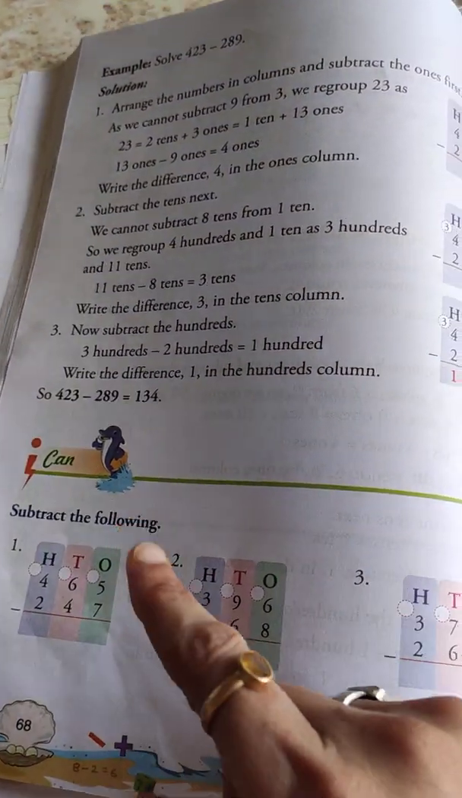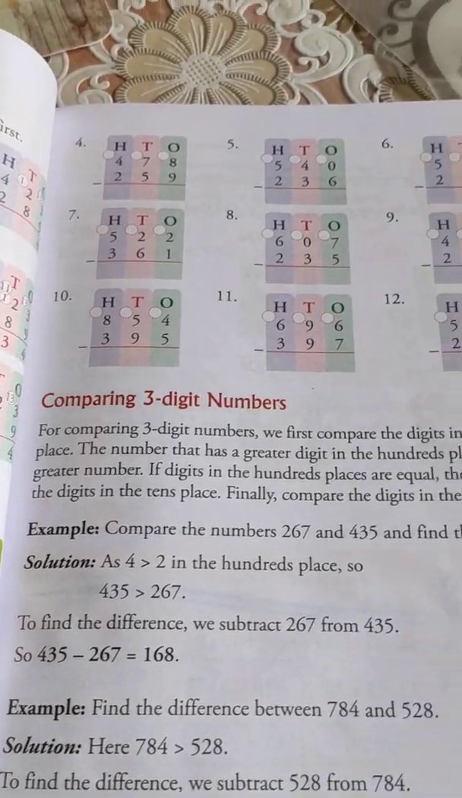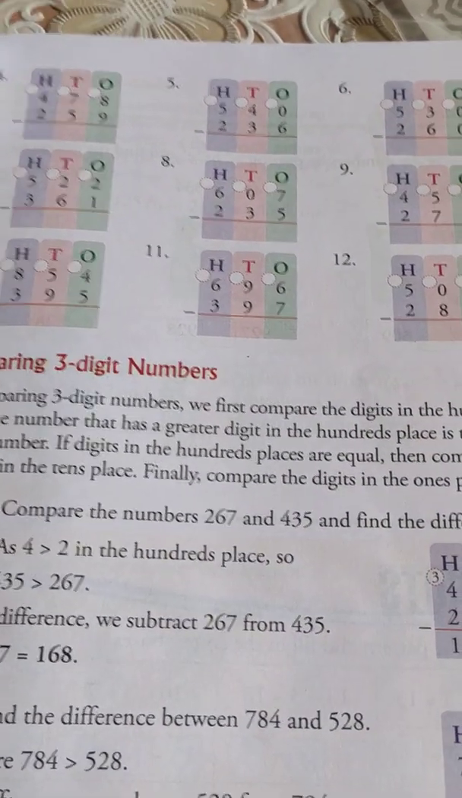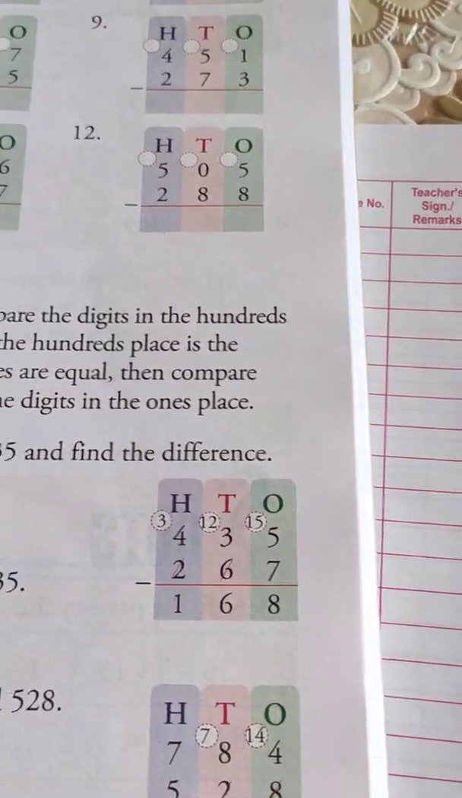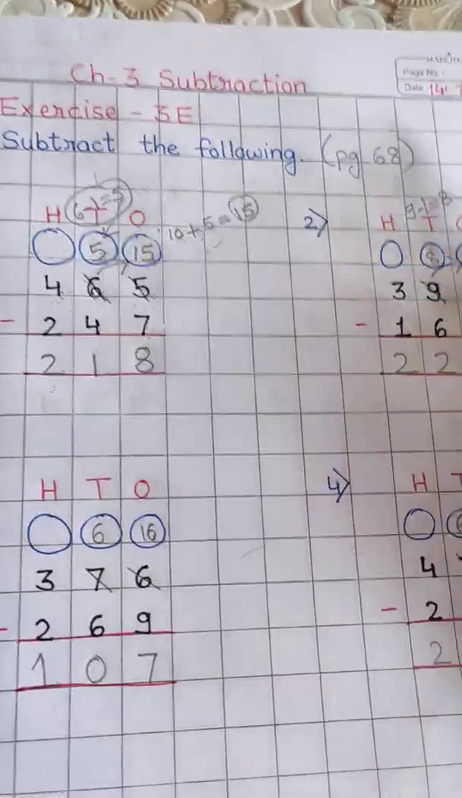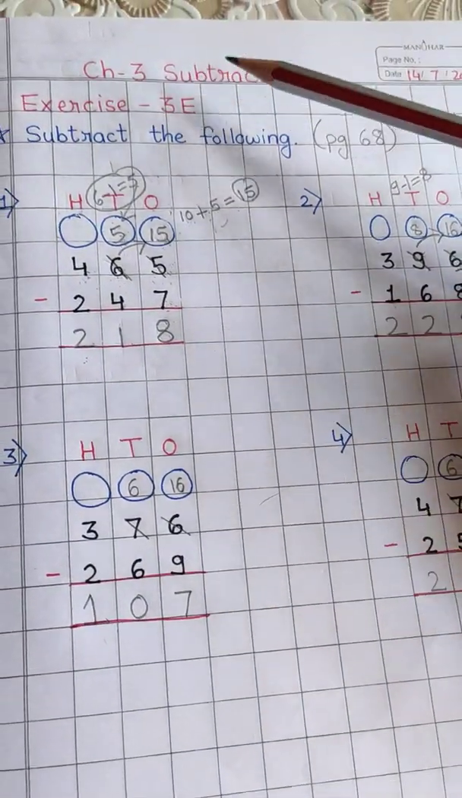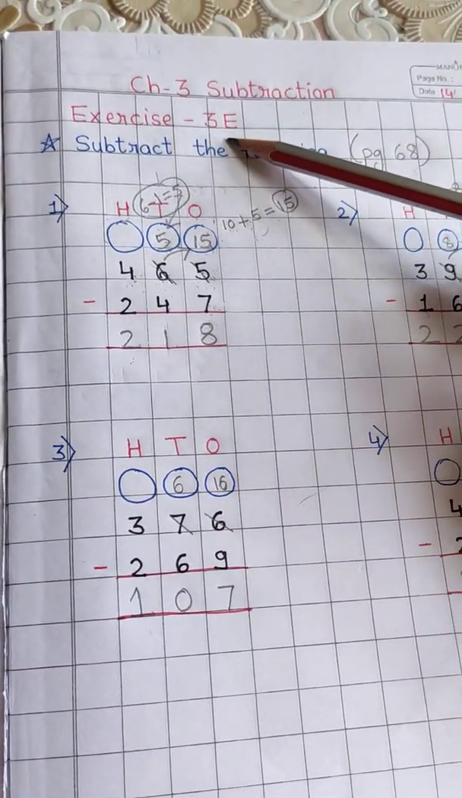So you will write this question in your maths notebook. Yes, you can see there are 12 questions. So we will solve it in our notebook. So you will write today's date. Okay, 14/7/2020, chapter number 3 subtraction, exercise 3rd E.